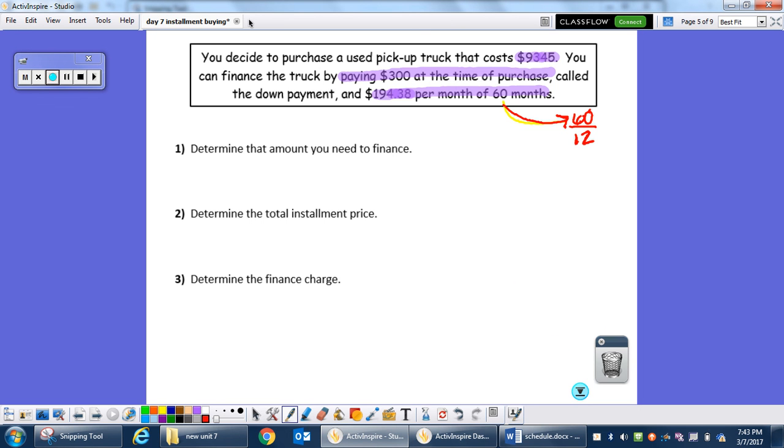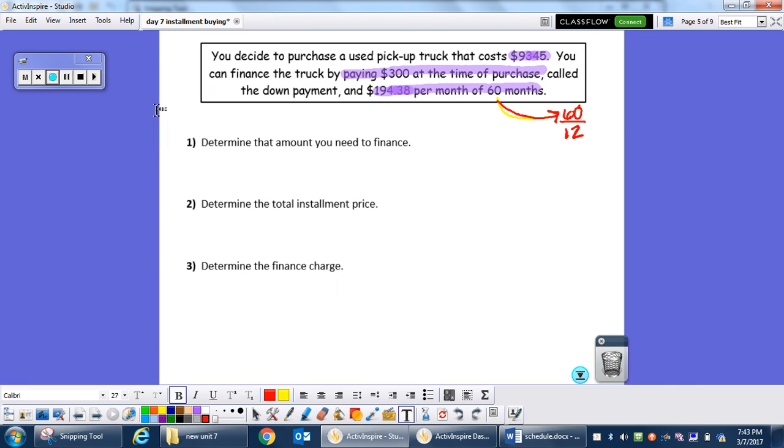Okay, so the first thing you're going to do is determine the amount you need to finance. So that's going to be the cash price minus the down payment. My pen is not working very well right now. Okay? So the cash price is the total amount, so that was $9,345 minus the $3,000 down payment. Okay? So that means the actual amount that we're going to have to finance through a bank is $9,045. Okay?